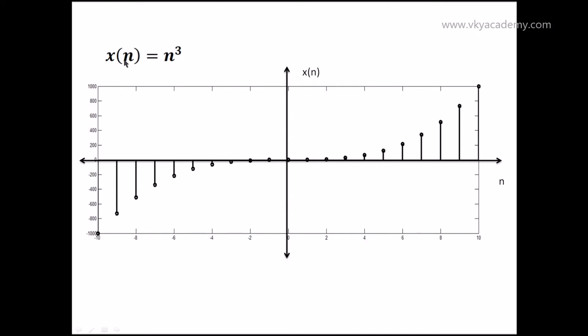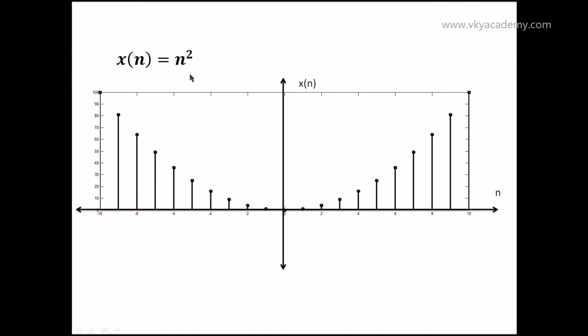So we can conclude that in any signal, if the power of n is odd, then that particular signal is always an odd signal. And in the same way, if the power of n is even, then that particular signal is always an even signal.